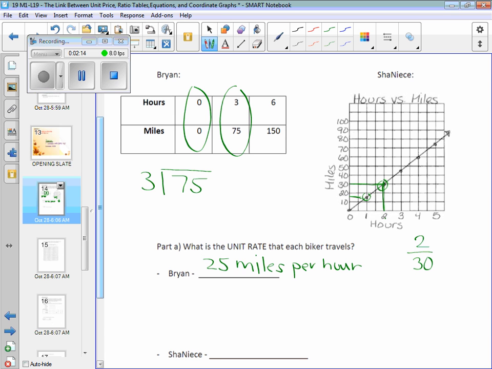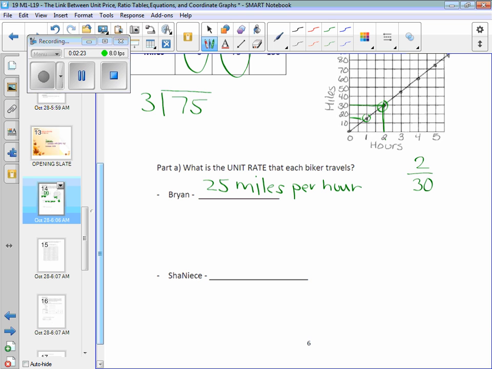How do you figure out how far that bike went in 1 hour? And get used to that, because that's one way you can always find unit rate, is dividing. So 2 into 30 gives us a nice even number. What do you get? And this one goes 15 miles per hour. And if you want, and it doesn't confuse you, you can abbreviate it as MPH for miles per hour.